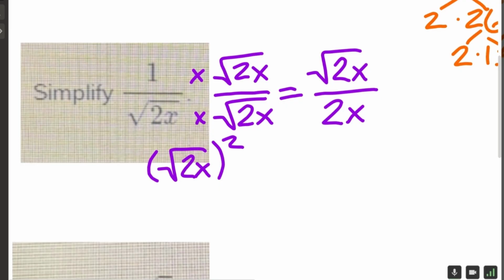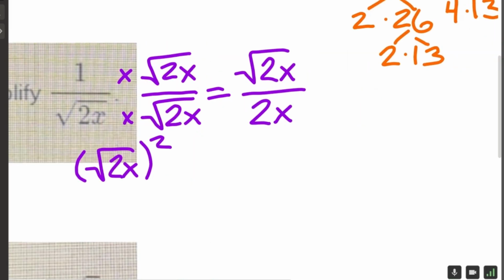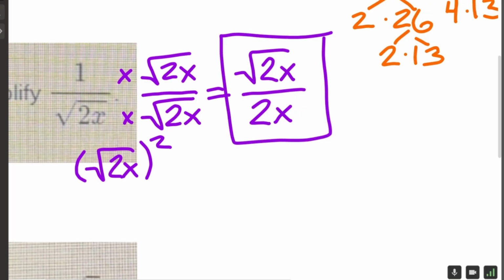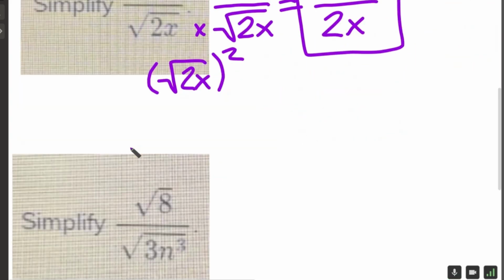Can we go any further than this? Well, we actually can't. The temptation would be, well, yeah, it's just 2x over 2x. No, that's not 2x on the top. It's a square root of 2x, right? Because we multiply top and bottom by square root of 2x. So there is actually nothing more we can do with this. It is simplified to its furthest extent. That is it right there, just one step. So that one was a simple simplification.